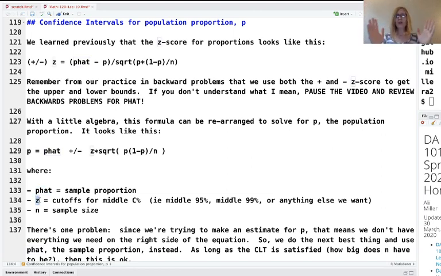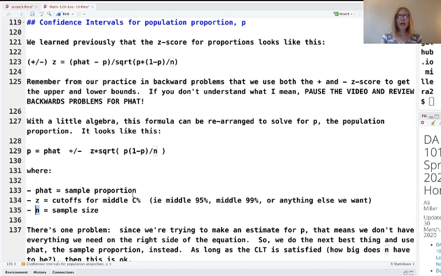Z, those are the cutoffs for the middle whatever percent. Middle 99%, middle 95%, whatever you want to do. We want to think about the middle most likely values. That's what the confidence interval is all about. And n, of course, is our sample size.